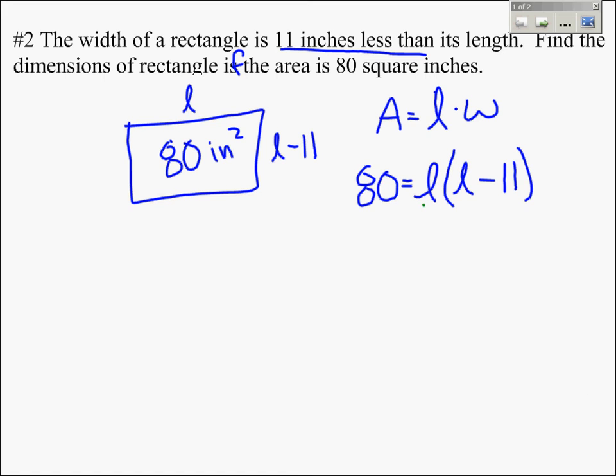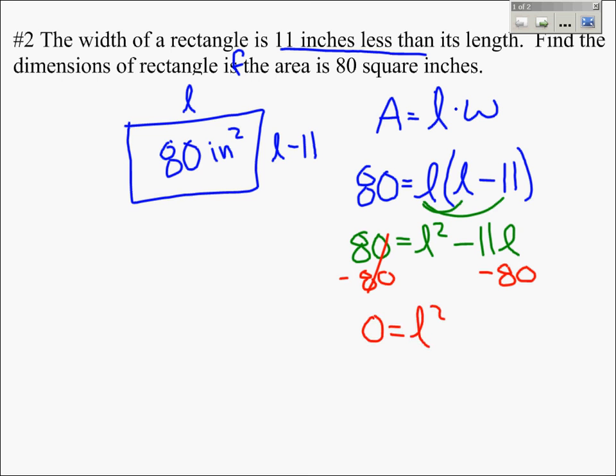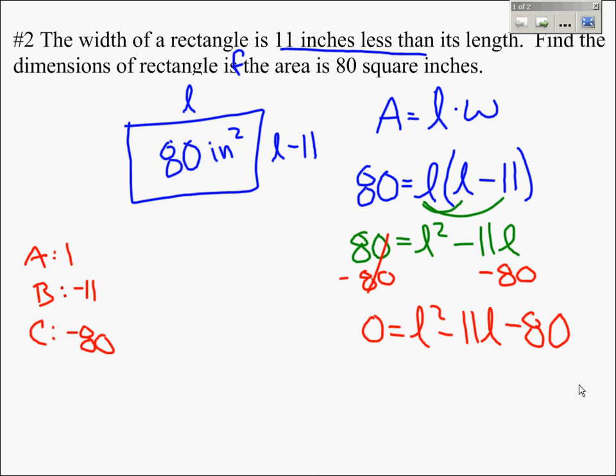I can distribute my L, and I get L squared minus 11L, and this all still equals 80. Now I notice I have an L squared and an L, so that must mean I need to use the quadratic to solve it. That process consists of getting 0 on one side, so 0 equals L squared minus 11L minus 80. From here you need to use the quadratic. So we have our A being 1, our B being negative 11, and our C being negative 80. And just start to plug that into your equation.